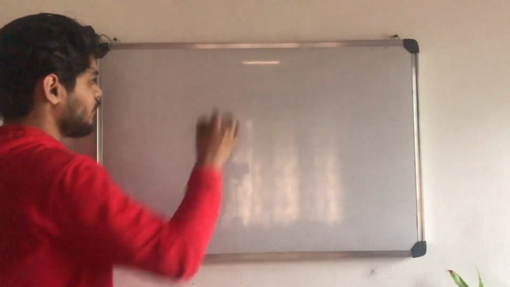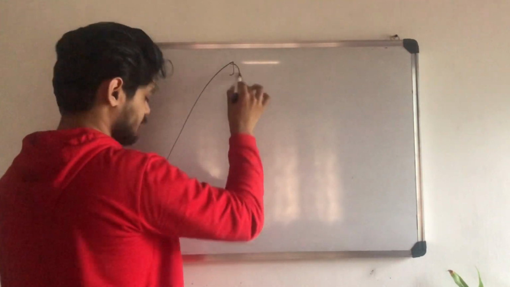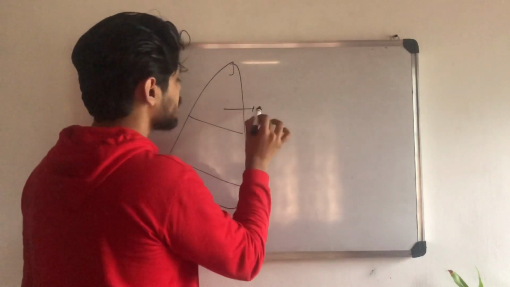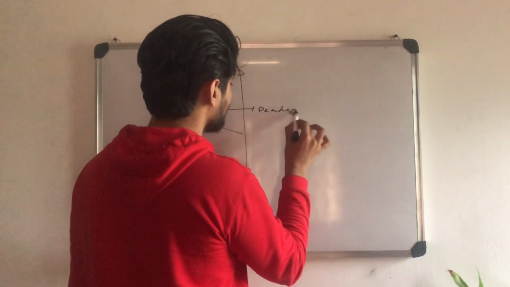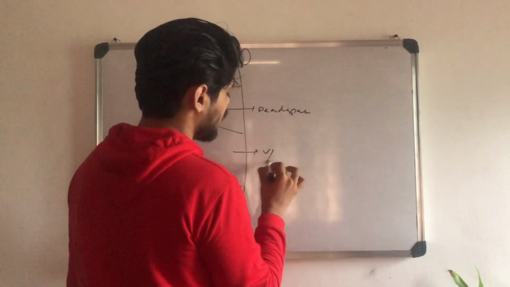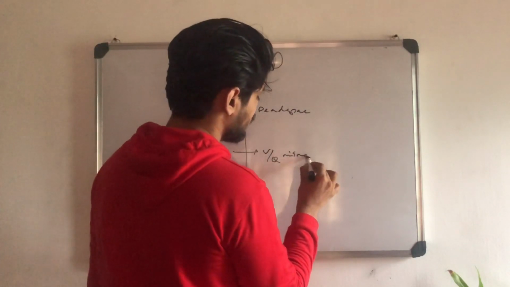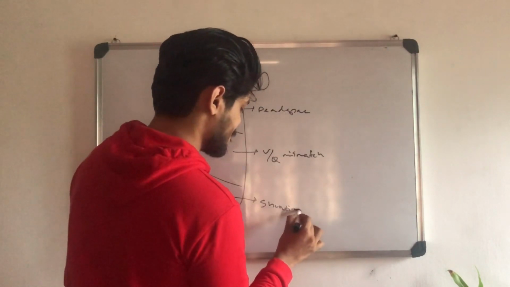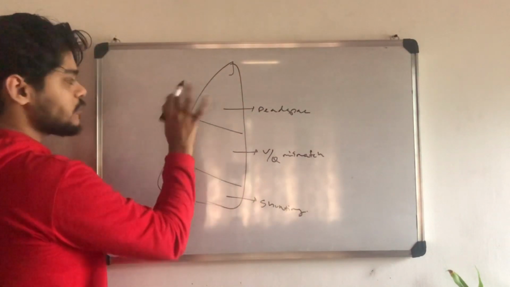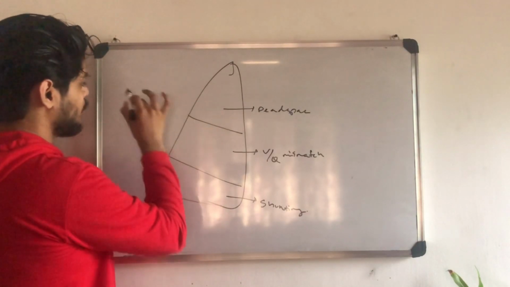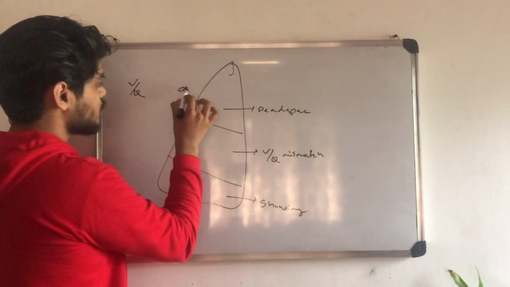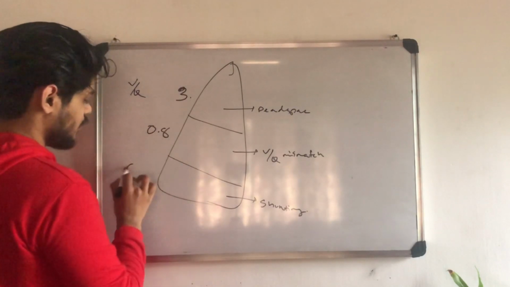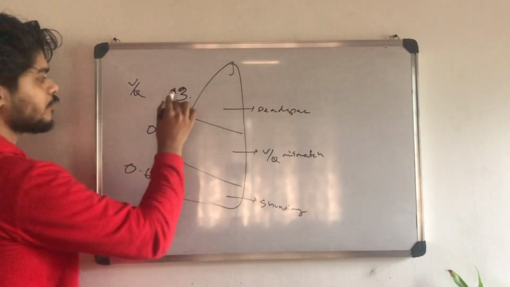So see, we have lungs here. We divided into 3 parts. This is dead space. This is V by Q mismatch, shunting, and physiologically we have V by Q equal to 0. Here it is 3, here it is 0.8, here it is 0.6.